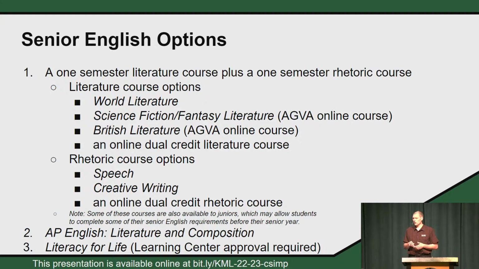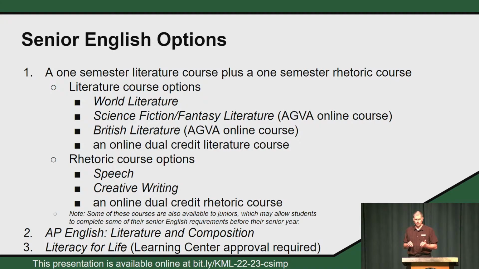We do also offer some online options that are high school level. So there's a science fiction and fantasy literature, and there's a British literature option. For students who are on the higher end, there are also dual credit options. So you can take a dual credit literature course through a college like Concordia.